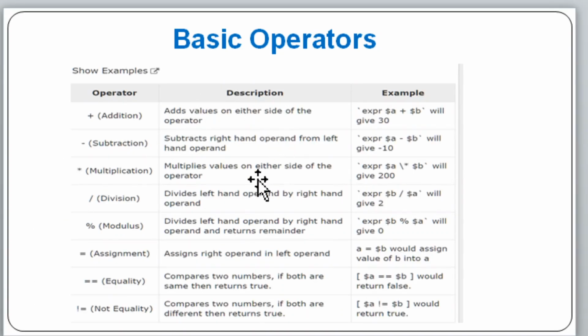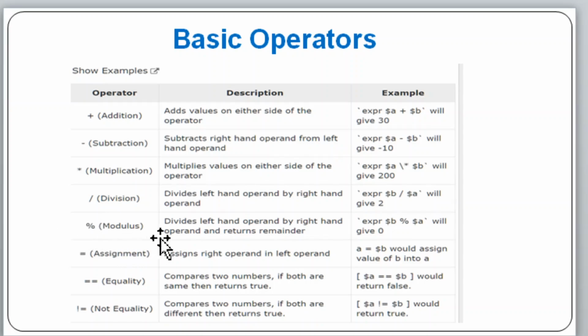So here's a graph of some basic operators. So we have plus for addition, minus for subtraction, star or splat for multiplication, / for division. We have the percent sign for modulus.